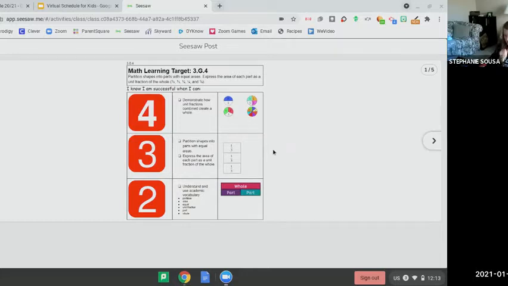Alrighty. Partition shapes into parts with equal areas. Express the area of each part as a unit fraction of the whole. We've been doing a really nice job with this standard this week. We're going to move on to what happens when we have more than one unit fraction. So for example, when you're at a party and you decide to eat 2 slices of pizza instead of 1, how do we show that in a fraction? What does that look like? Okay.